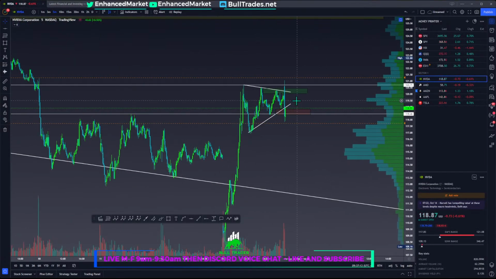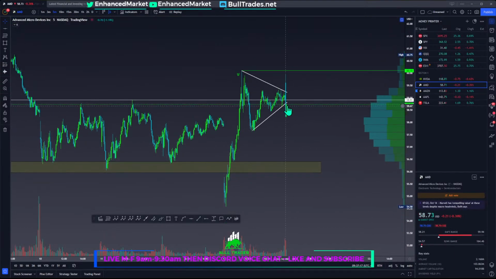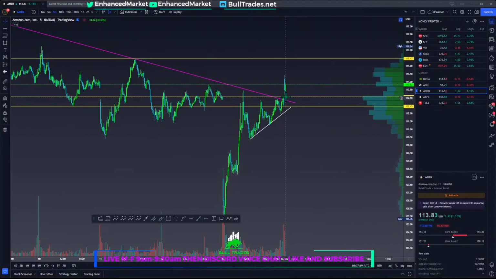All right, so a little retest action. All right, very, very choppy. Retesting as well. Amazon up above, but retested too. Amazon's definitely the strongest name, right? NVIDIA, AMD, Apple all red. Amazon's green, up over 1%.